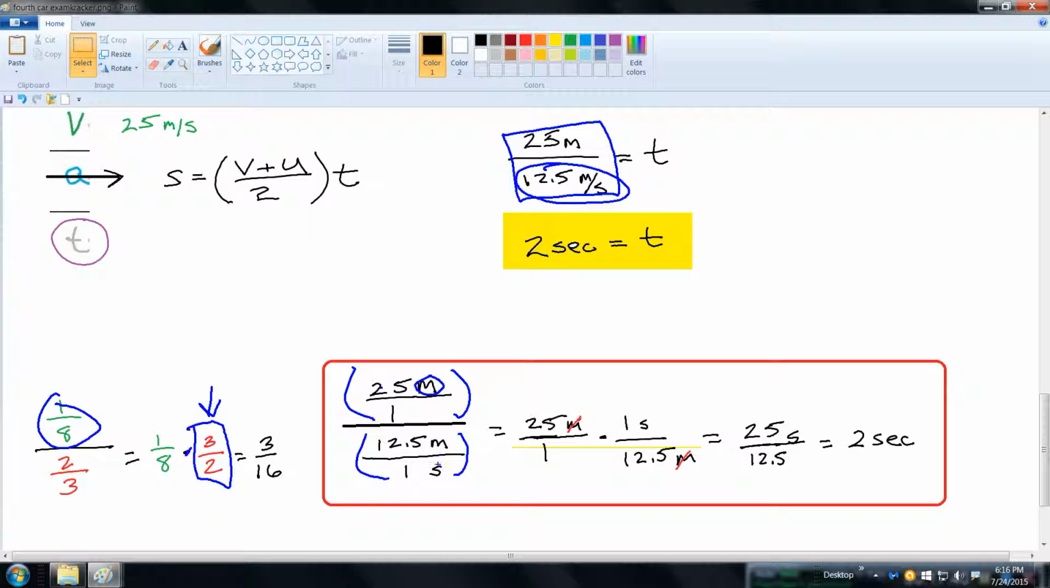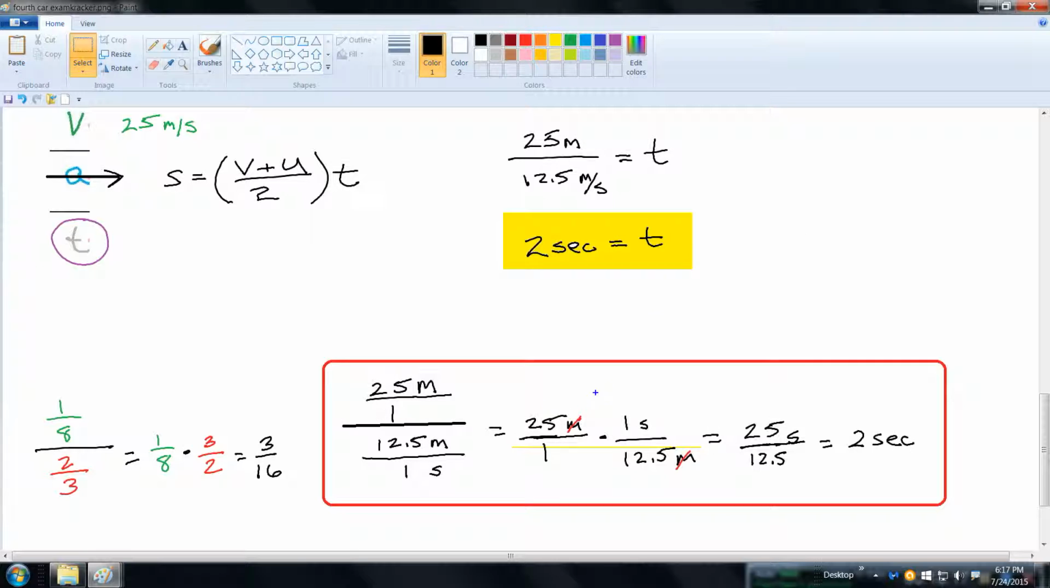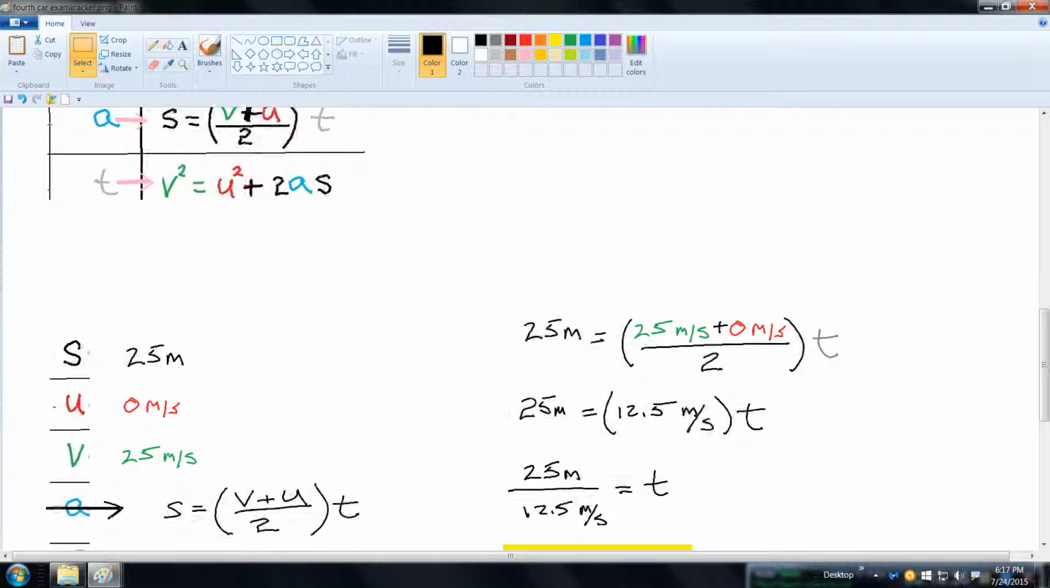So we invert the second and meter. So seconds is now on top, meters is on the bottom here. And then, as you can see, after it's set up that way, the meters will cancel out, and you multiply 25 times 1 second and 1 times 12.5, so you end up with 25 seconds over 12.5, and that's how you only get seconds. Okay, so the answer then is 2 seconds.